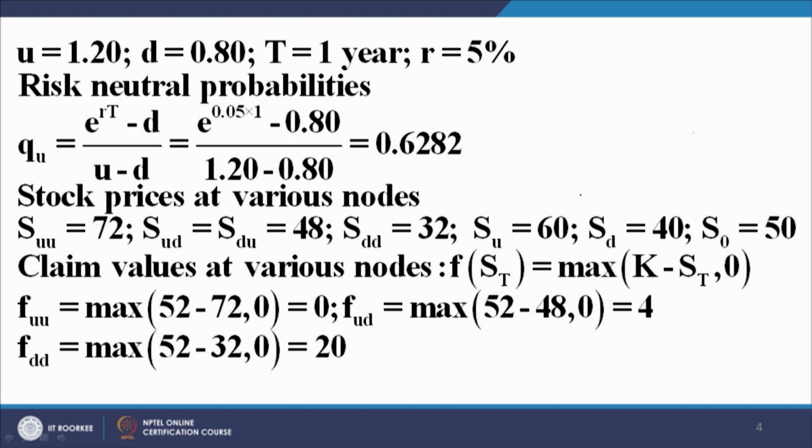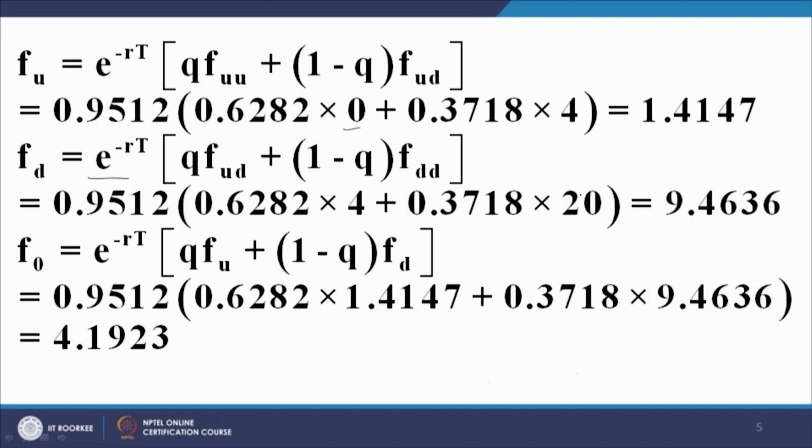Claim values I have already explained at the various nodes. It is 0 for the upper node when the stock price is 72, 4 for the middle node when the stock price is 48, and the claim value is 20 for the lower node when the stock price is 32. Then this is the working for FU. As I explained, FU is given by e to the power minus RT into [Q into FUU plus (1 minus Q) into FUD].